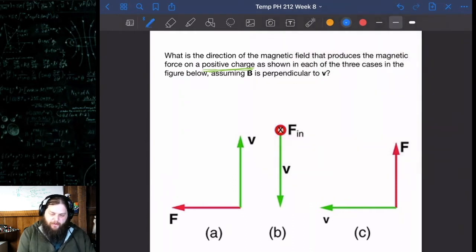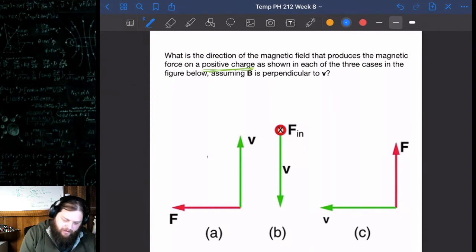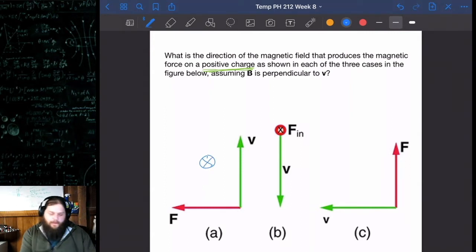Since we have a positive charge, we don't have to flip the forces or anything like that. I can just lay my palm flat on the page like part A has it, and I can curl my fingers in the direction that I want to go. So I know the magnetic field here is going into the page. That's B.